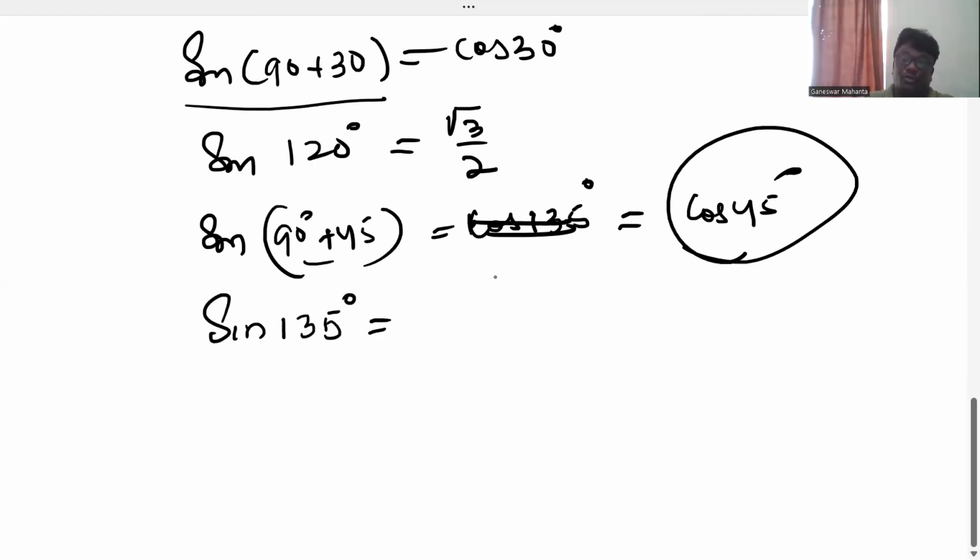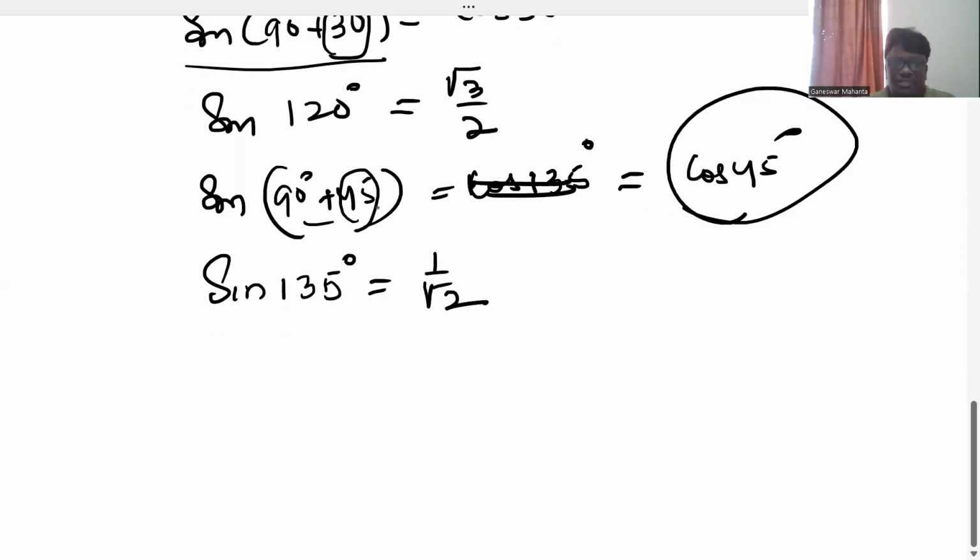Sine 135 degrees is equal to cos 45 degrees. What is the value of cos 45 degrees? That is 1 by root 2. Okay, 1 by root 2. That is when we add 45 degrees to 30 degrees. Again, when we add 45 degrees, then we add 60 degrees.